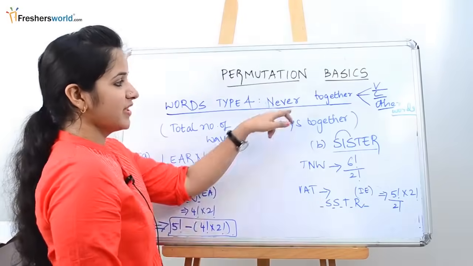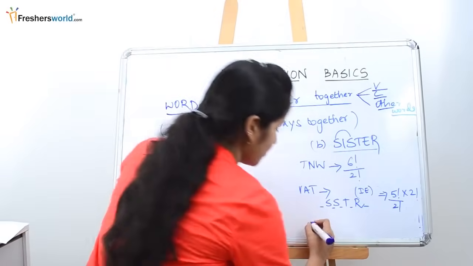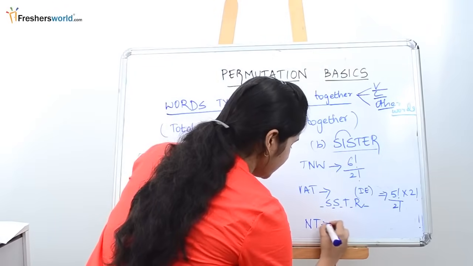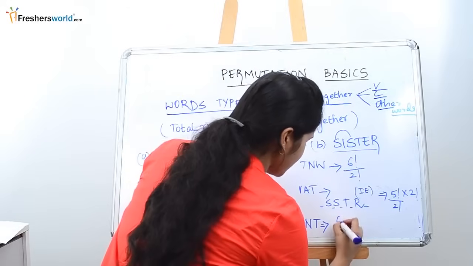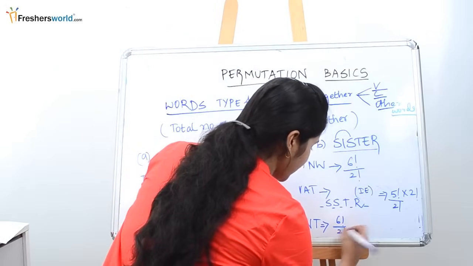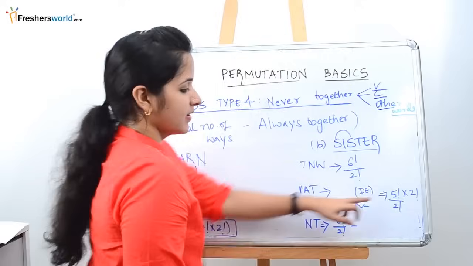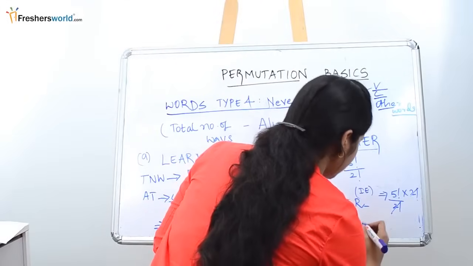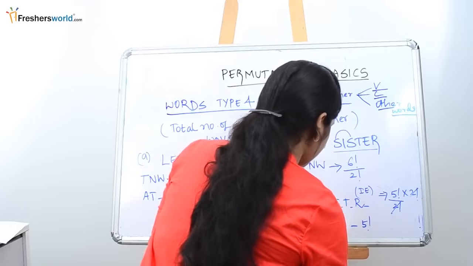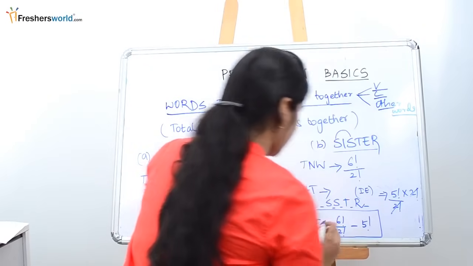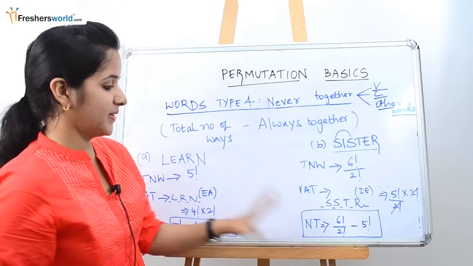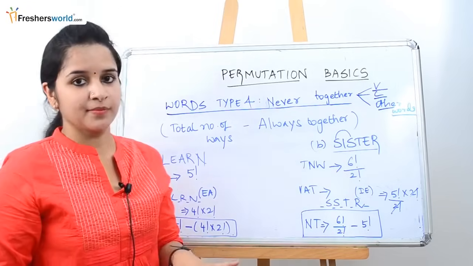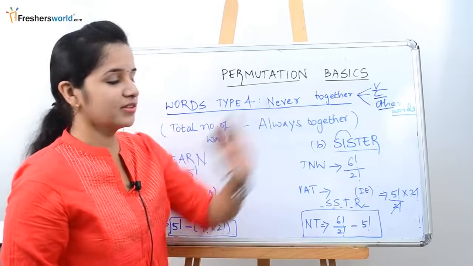So what is the question? They are asking never together. So the answer for never together is the total number of ways, which is 6 factorial by 2 factorial, minus vowels always together, which is, you can cancel this, nothing but 5 factorial. So this is another concept. Similar types of sums will come with consonants or other words.